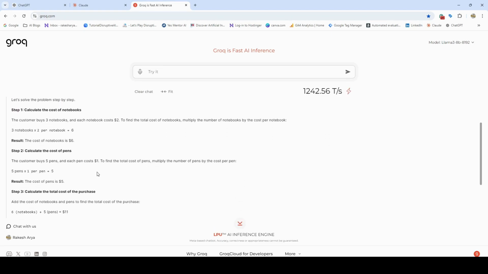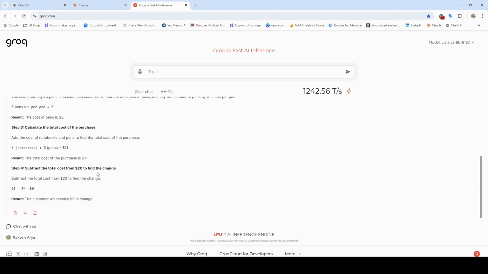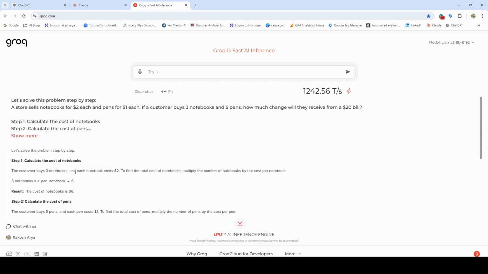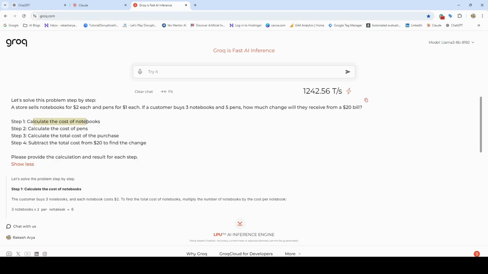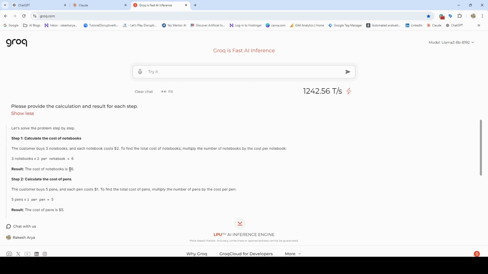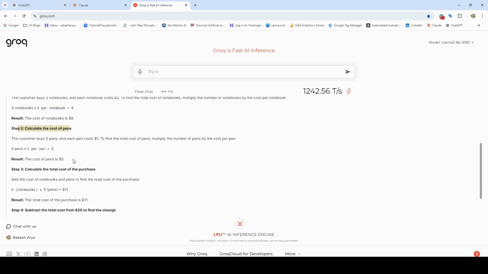Superb. Let us go to the answer. So we have seen the answer is 9, absolutely correct. Okay, but the way we give the prompt, calculate the cost of the notebooks. Okay, the customer buys 3 notebooks and each notebook costs 2. To find the total cost of this, multiply the number of notebooks by the cost per notebook. 3 notebooks multiplied by 2, that is 6, right? And the same it did for step number 2, $5, and calculate the sum. 6 plus 5 is equal to $11.